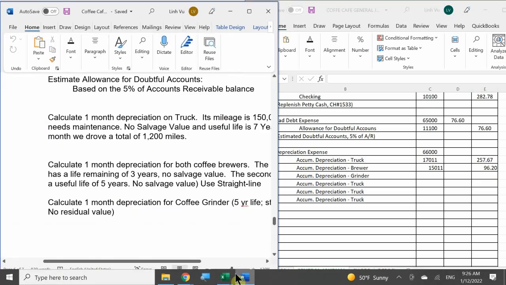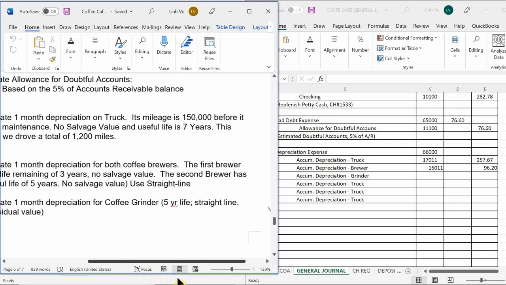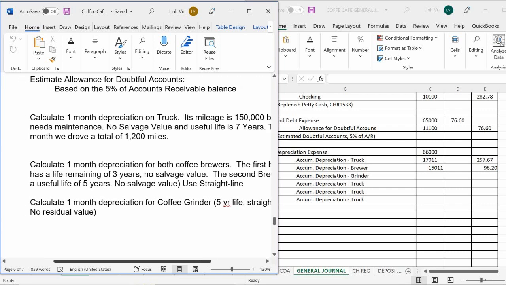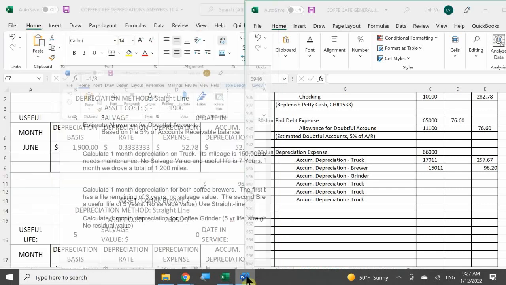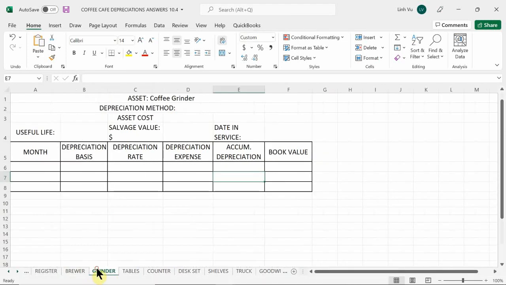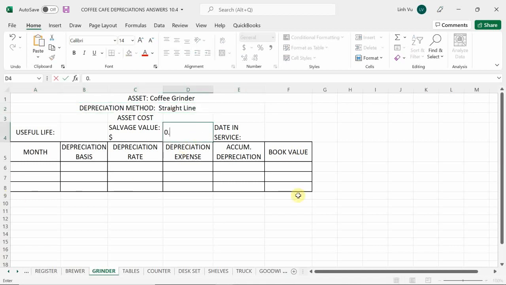Okay. So let's see what the next segment says here. It says that we need to calculate 1 month depreciation for the coffee grinder. Coffee grinder has 5 years life, straight line, and it has no residual value. So let's take a look at the depreciation table for the grinder. We're using straight line. All right. No residual value. Has a useful life of 5 years.